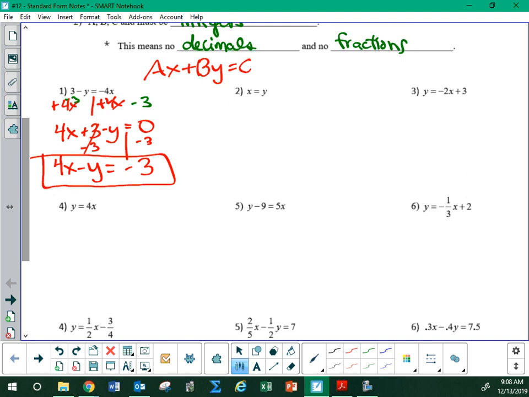Okay, let's take a look at number 2. All right, x is on the left, awesome, but I want my y on the left, so I need to subtract my y over. So I have x minus y equals, what was y minus y? What does that give us? 0. All right, I have x, I have y, equals my constant. I'm done. That's it?